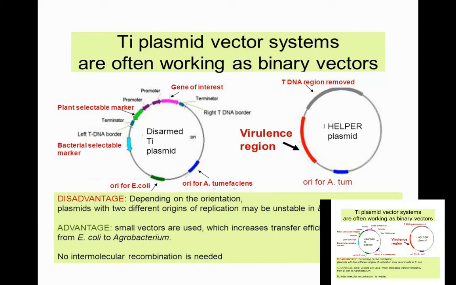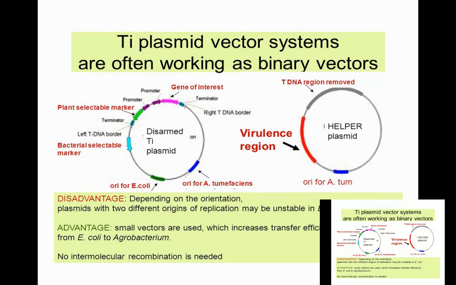Now binary vector is a widely used vector where one plasmid has the tDNA removed and replaced with our gene of interest, but it does not have the virulence region. So one plasmid will have our gene of interest with right border and left border. One plasmid will be known as helper plasmid. Again, this will be without any tDNA region, but it has the virulence region. So transfer machinery in one plasmid, gene of interest in another plasmid.